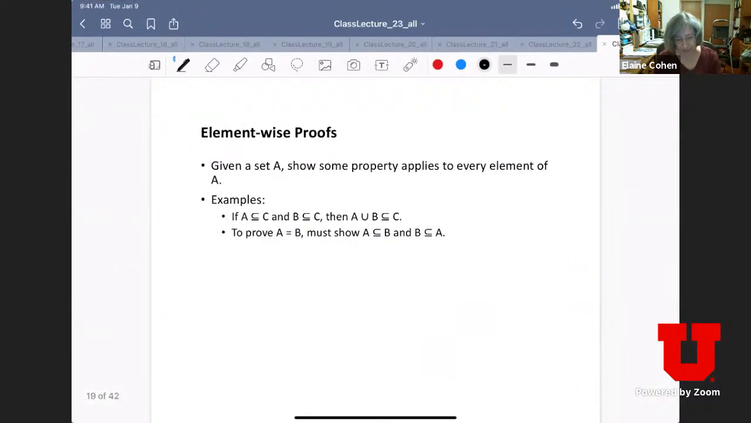Good. So element-wise proofs. Remember, you always start out on an element-wise proof. When you're trying to prove one set is a subset of another, you start out and say, suppose I have an element in the smaller set and I have to prove it's then contained in the larger set. So an example says if A is a subset of C and B is a subset of C, then A union B is a subset of C. That's an example. Here's another example. To prove that A equals B, you have to show that A is a subset of B and B is a subset of A. Those are all element-wise proofs.